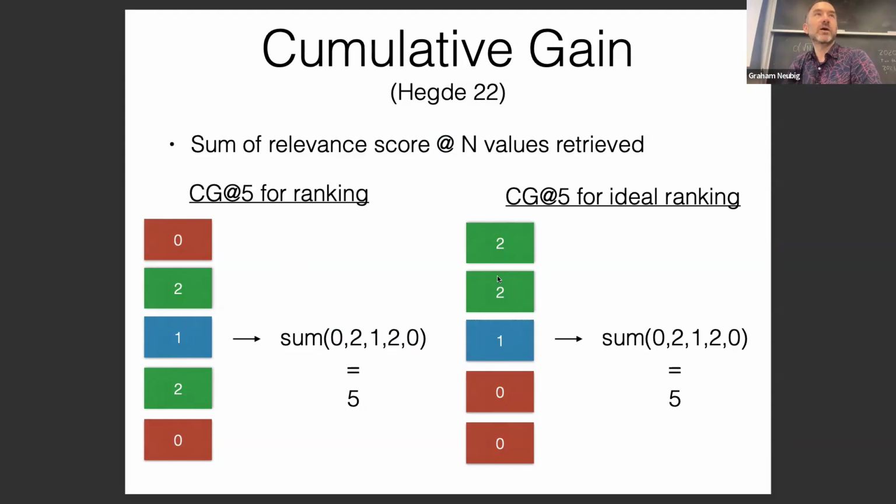Let's say we had a similar ranking where we put the best documents on top. Let's say we have 2 highly relevant documents and 1 less relevant document. We would still get 5, right? So this seems like a little bit of a problem, right? Because the first one here seems obviously better than the one over here, but they're getting the same score.